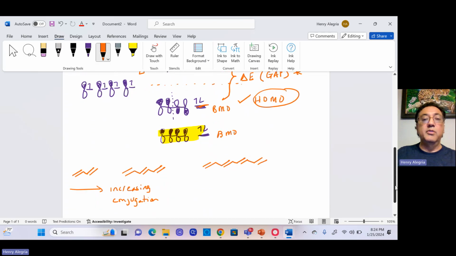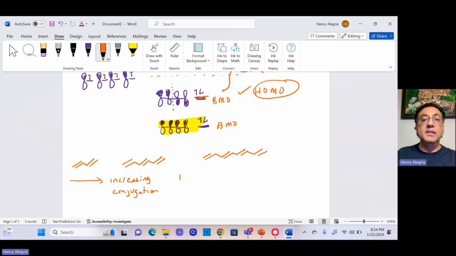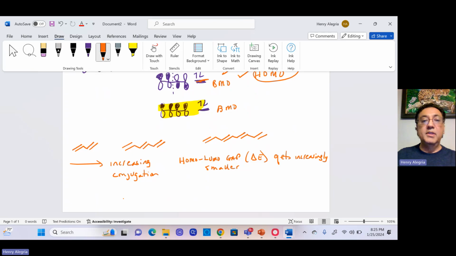So as we go from 2 to 3 to 4 double bonds conjugated, that means the HOMO-LUMO gap, in other words, that difference in energy, gets increasingly smaller. And the reason why that is important is that we already know the equation to find the energy. One of the equations is Planck's constant times the speed of light in a vacuum over the wavelength. So I'll remind you, there's an inverse relationship between energy and wavelength. As the energy gets bigger, the wavelength gets smaller. As the energy gets smaller, the wavelength gets bigger, the wavelength associated with that energy.